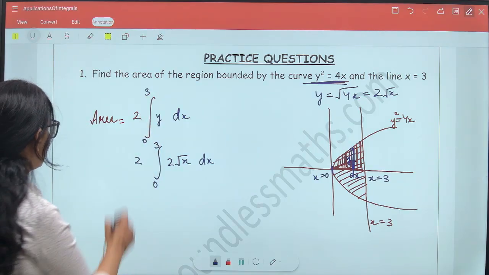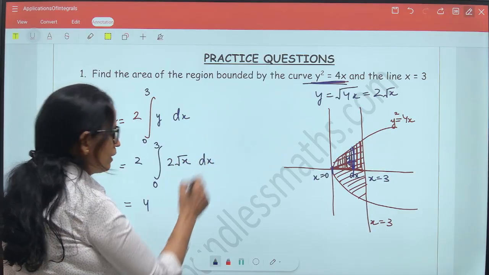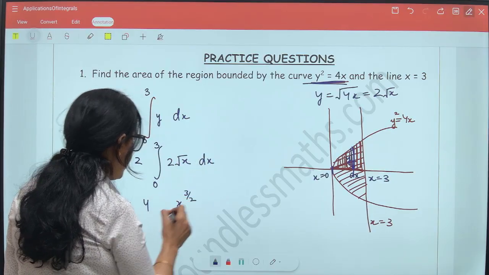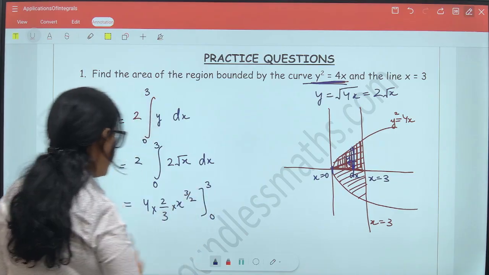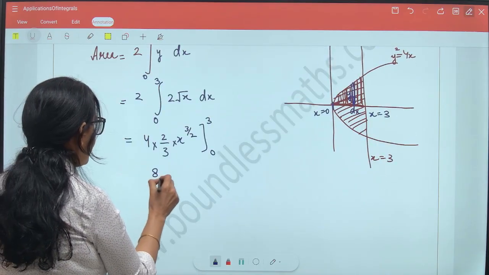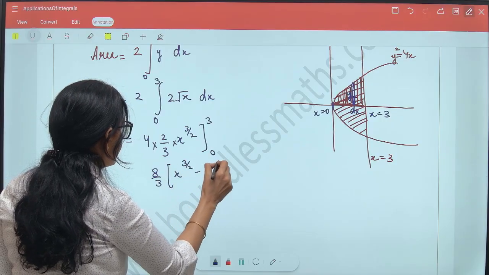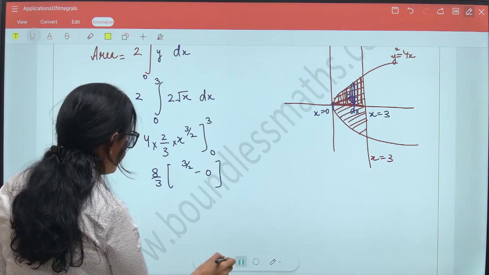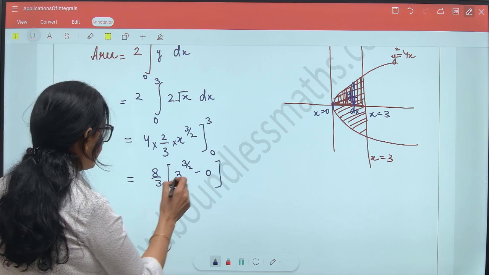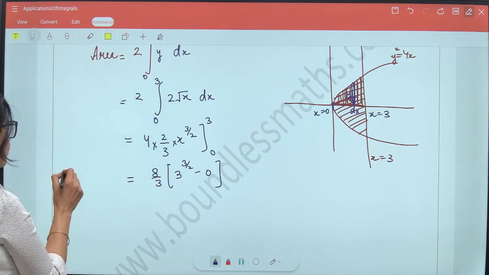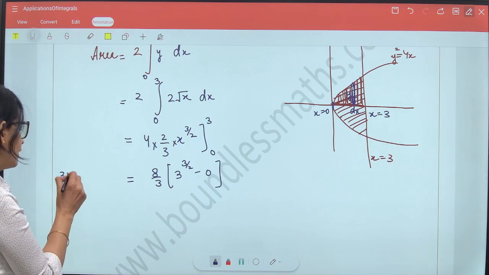Right? Now let's integrate this. Take this 2 out, it becomes 4. And integral of x to the power half is x to the power 3 by 2, and you have 2 by 3 here by the side, and you use the limits 0 to 3. That means it is going to be 8 by 3 and x to the power 3 by 2 minus 0, where x needs to be replaced by 3 for the upper limit. So this is what we need to calculate. How do we calculate 3 to the power 3 by 2? 3 cube is 3 into 3 into 3, 27.